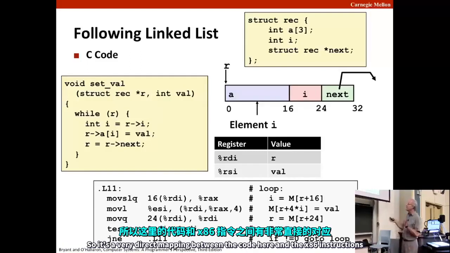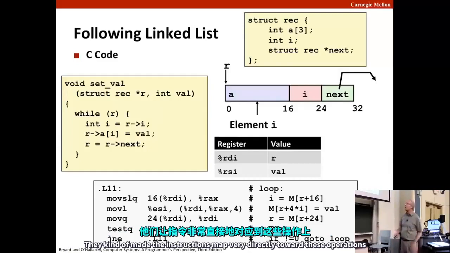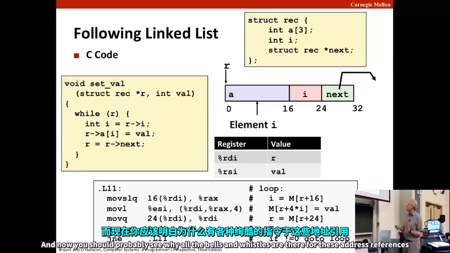So it's a very direct mapping between the code here and the x86 instructions. And part of the x86 instructions, because this kind of stuff is so commonplace in programs, they kind of made the instructions map very directly toward these operations. And now you should probably see why all the bells and whistles are there for these address references.